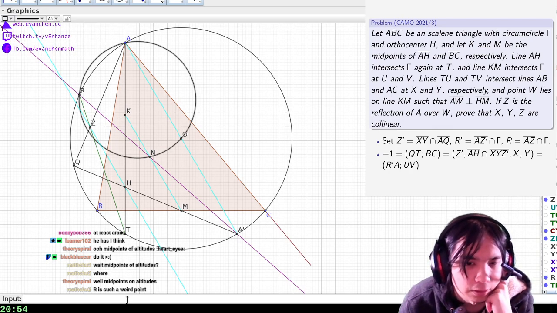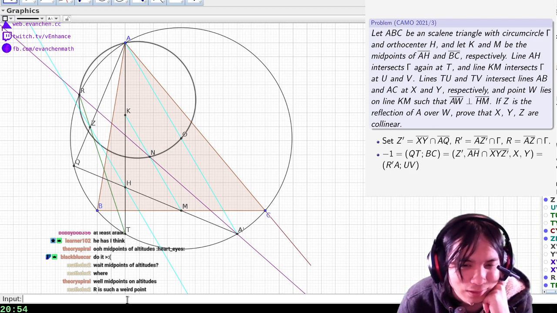Yeah, R and Z are what's keeping this together, and to some extent N actually is kind of a weird point as well. Those 3 points are what's holding this problem together.